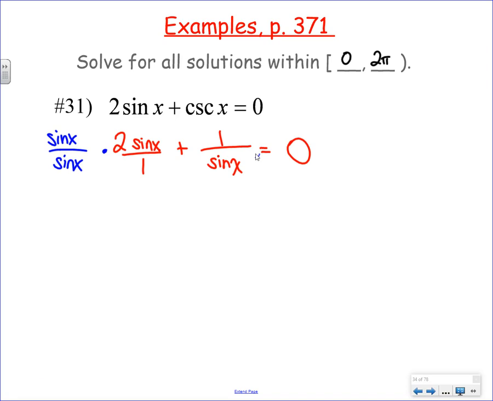It's the same guy, so when I multiply, no change in how he looks, but same thing, right? Okay, so we have 2 sine squared, all over sine. Do you guys agree? Yes. How do I keep going?